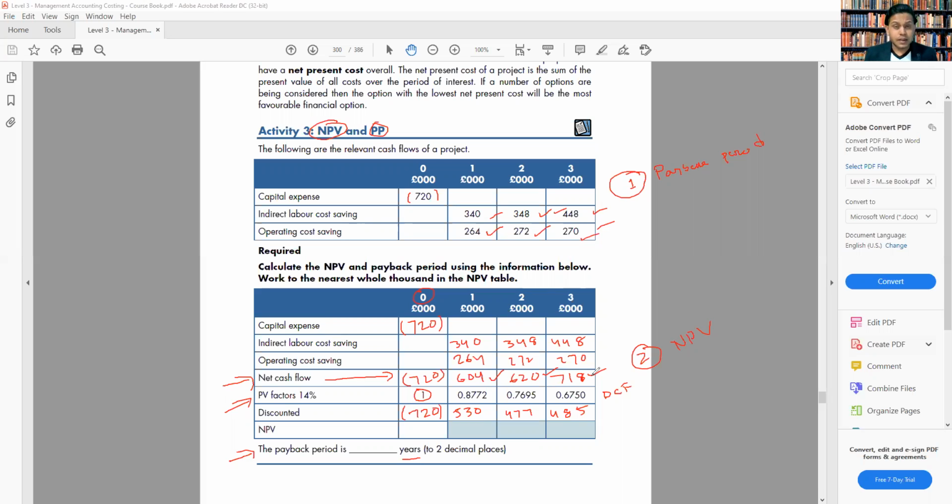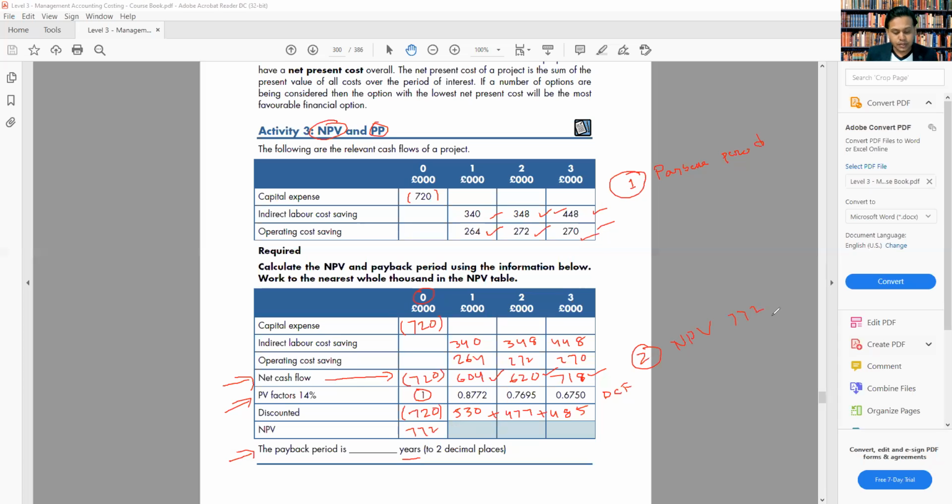Be very, very careful. The payback period does not consider the time value of money, but on the other hand, the NPV always considers the time value of money. So let's sort out the NPV first. We have 530 plus 447 plus 485, and if you minus it from the 720, that gives us how much? 772. This is my NPV. So 772, that's my NPV.